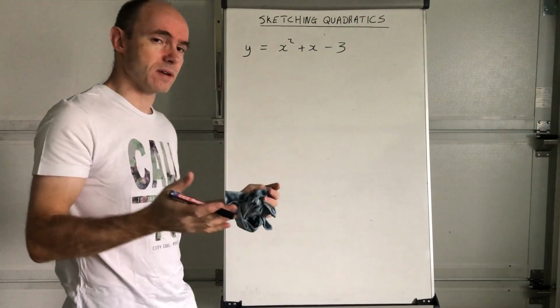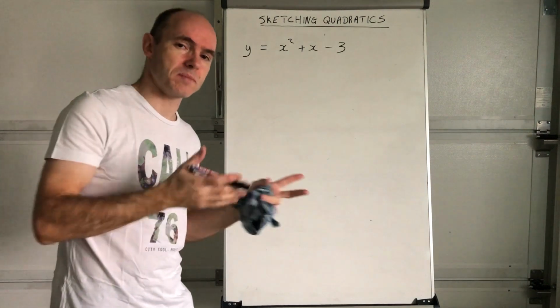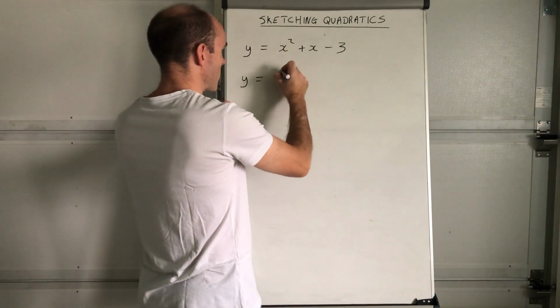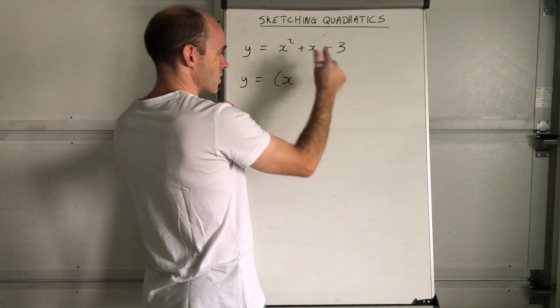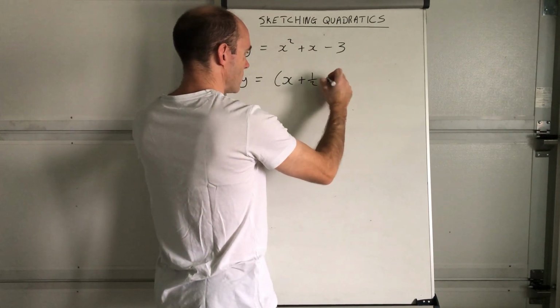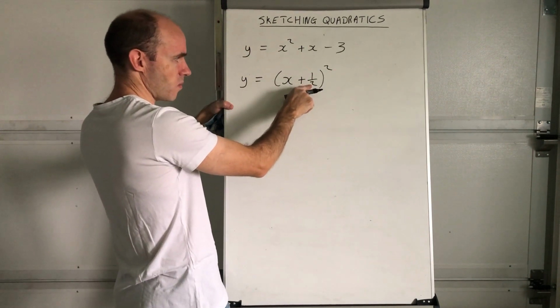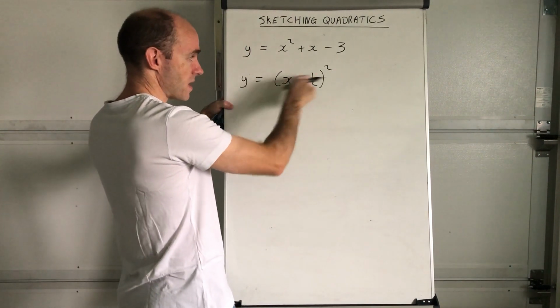But what are you going to do then if it doesn't factorise? This is where you complete the square. So a quick recap on that. Half of the coefficient of x. So that's half of 1, which is a half. So you get x plus a half, squared, which is x squared plus 1x plus a quarter when you expand the brackets here.